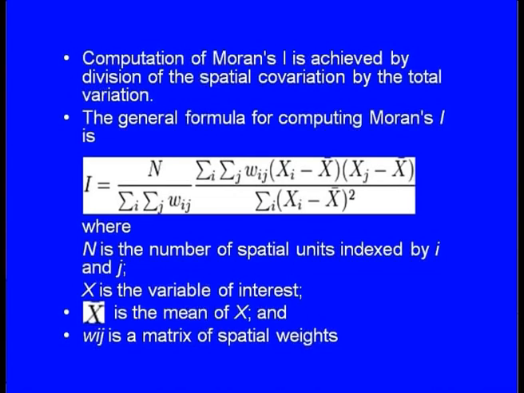The general formula for computing Moran's I is n over the double summation of w_ij, multiplied by the double summation of w_ij multiplied by (x_i minus x bar) multiplied by (x_j minus x bar), divided by the summation of i to n of (x_i minus x bar) whole squared, where n is the number of spatial units indexed by i and j, x is the variable of interest, x bar is the mean of x, and w_ij is the matrix of spatial weights.